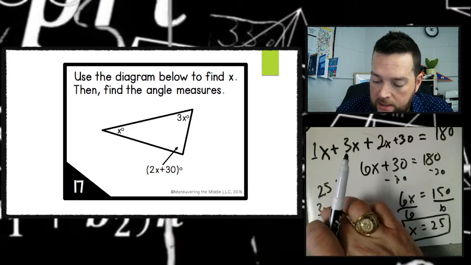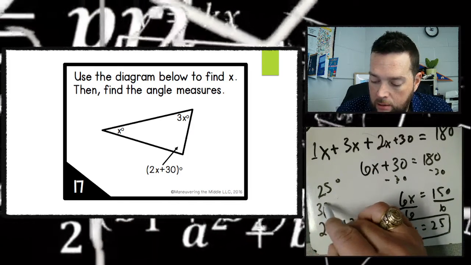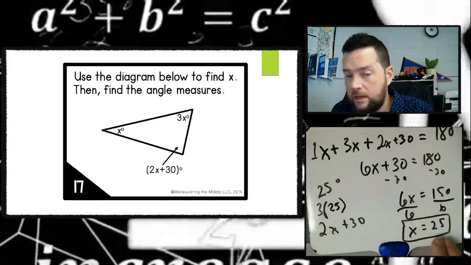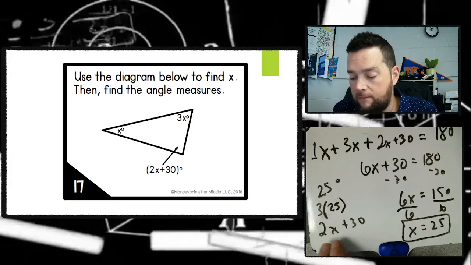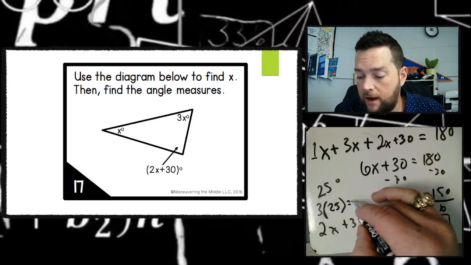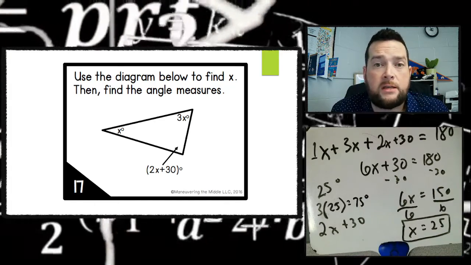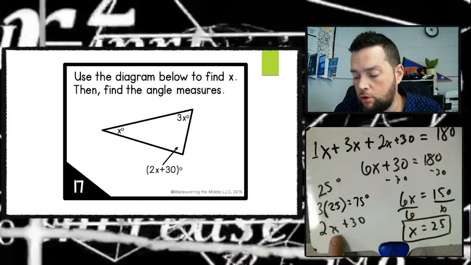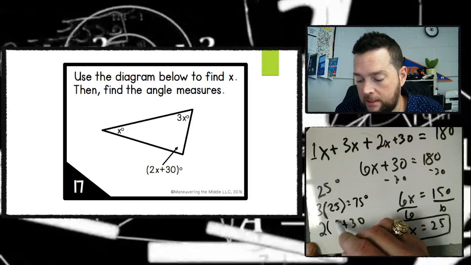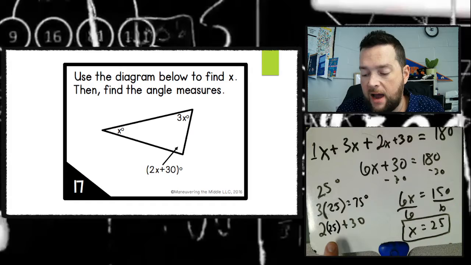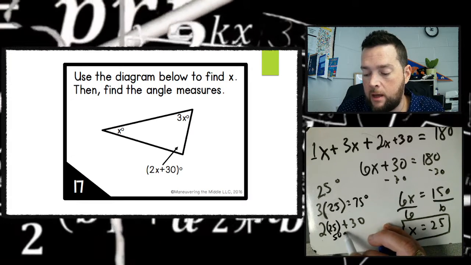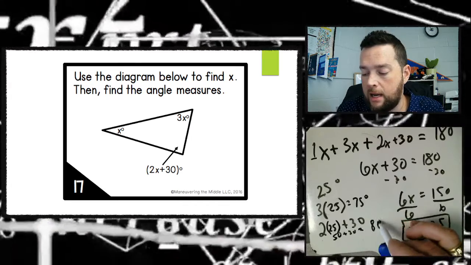Now, I'm going to erase this x and put a parentheses here and put the 25 on the inside because all I'm doing is substituting this number for the variable in the expression. This says 3 times 25, that's 75 degrees. And then the final angle was 2 times x plus 30. So if I replace x with a parentheses and put 25 on the inside, then it says 2 times 25, which is 50, plus 30 equals 80 degrees.